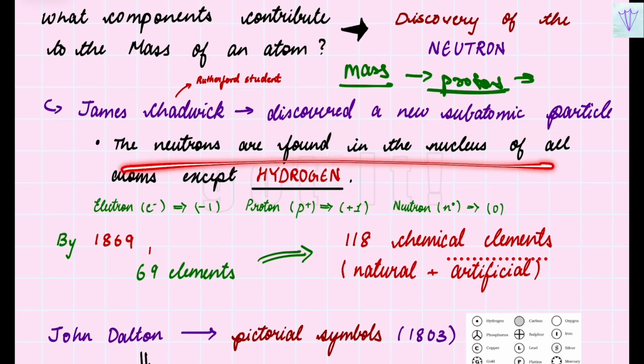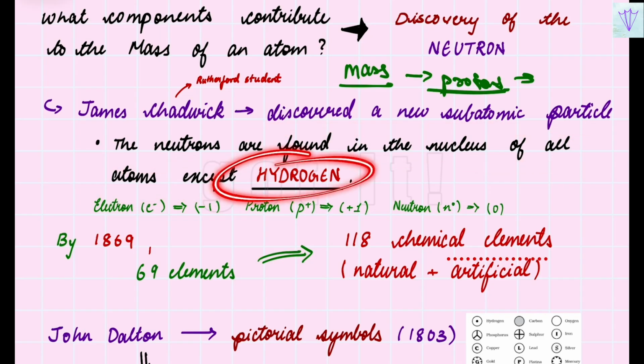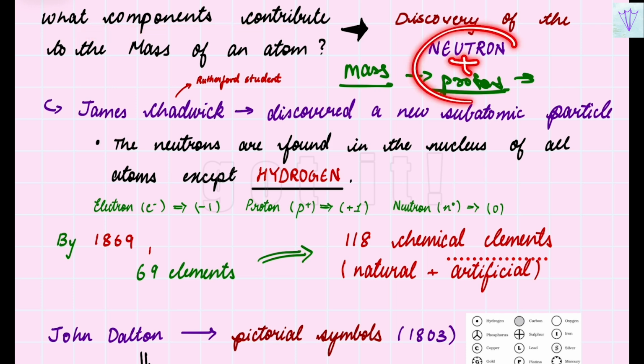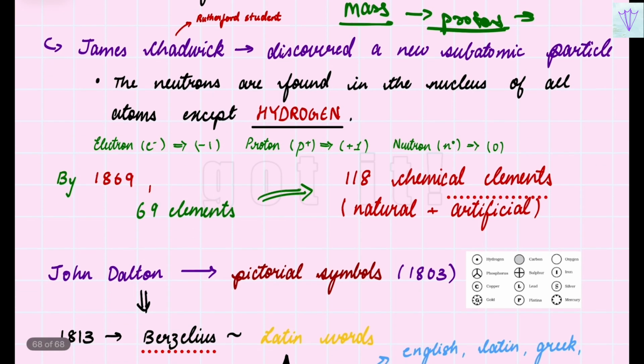The neutrons are found in the nucleus of all atoms except hydrogen. Then they found that an electron has a -1 charge, a proton has a +1 charge, and a neutron has 0, which is neutral. Protons and electrons are equal in number, and the mass of the atom comes from the combination of the neutrons and protons, which are both present in the nucleus. By 1869, we knew 69 elements which were all naturally available, while now we have around 118 known chemical elements, which include both natural and artificial ones.